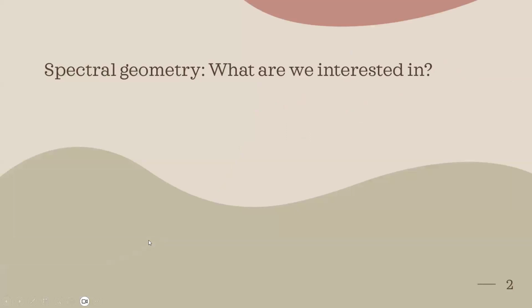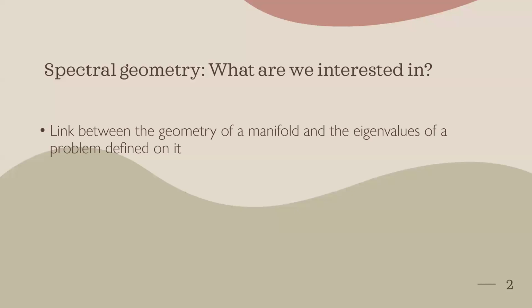So what I'm doing, I'm working in spectral geometry. First of all, I want to make a little overview of what spectral geometry is. What we want to do is to find links between the geometry of a manifold and the eigenvalues of a problem defined on it. The classical problem that we can think of is the Laplace problem. And if the manifold has a boundary, we can either put the Dirichlet boundary condition or the Neumann boundary condition.